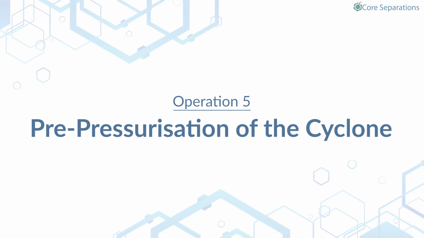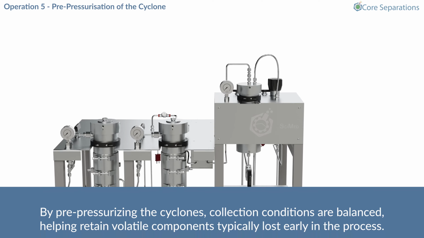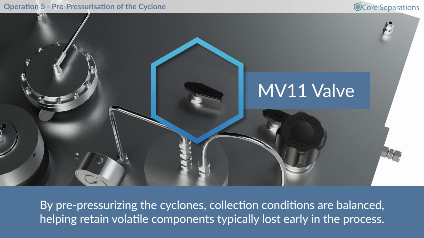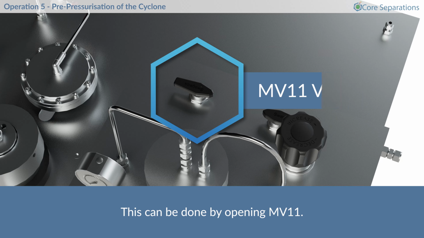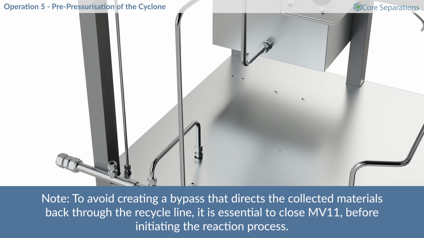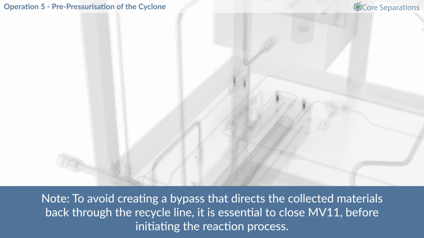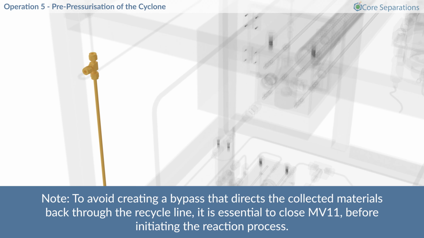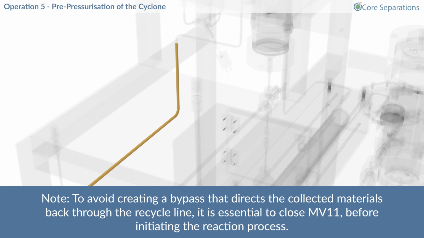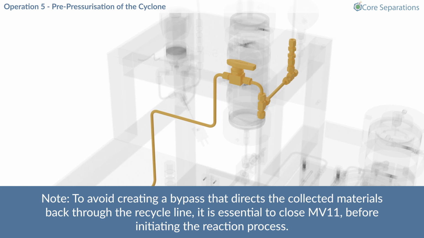Operation 5. Pre-pressurization of the Cyclone. By pre-pressurizing the Cyclones, collection conditions are balanced, helping retain volatile components typically lost early in the process. This can be done by opening MV11. Note: to avoid creating a bypass that directs the collected materials back through the recycle line, it is essential to close MV11 before initiating the reaction process.